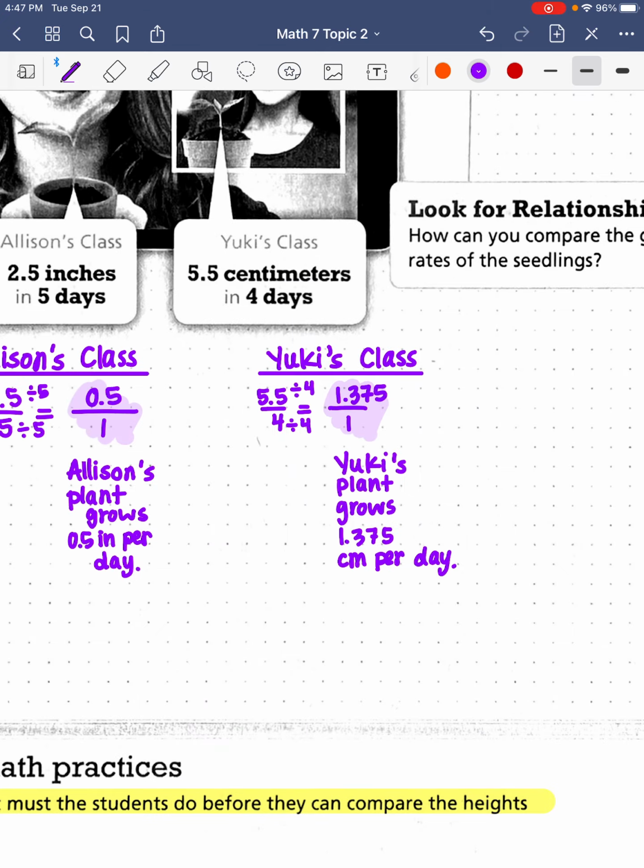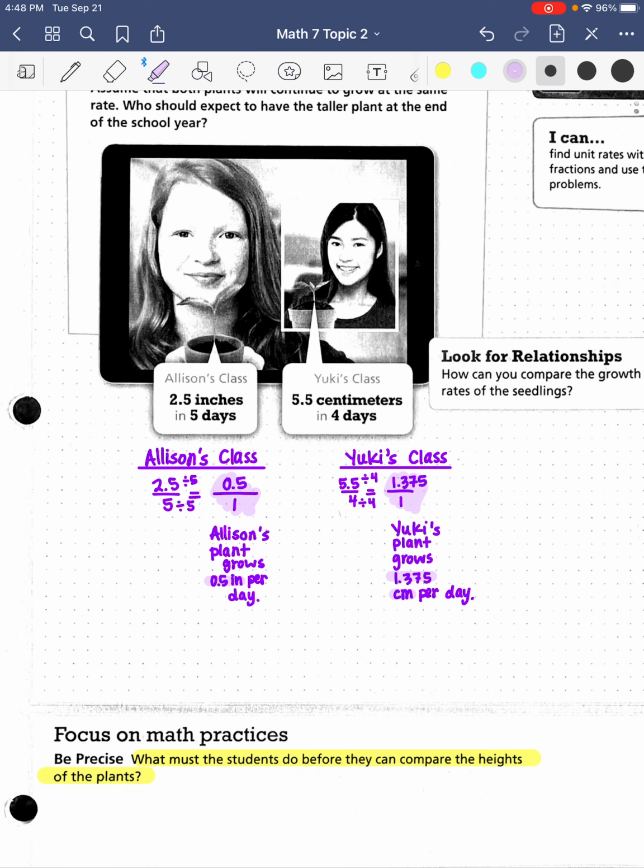Now, hopefully you notice something that's a little problematic here. Allison's plant grows 0.5 inches per day. Yuki's plant grows 1.375 centimeters per day. We've got 2 different units here. So let's answer this question on Focus on Math Practices. What must the students do before they can compare the heights of the plant? Well, we would need to convert units so that both growth rates use the same units.